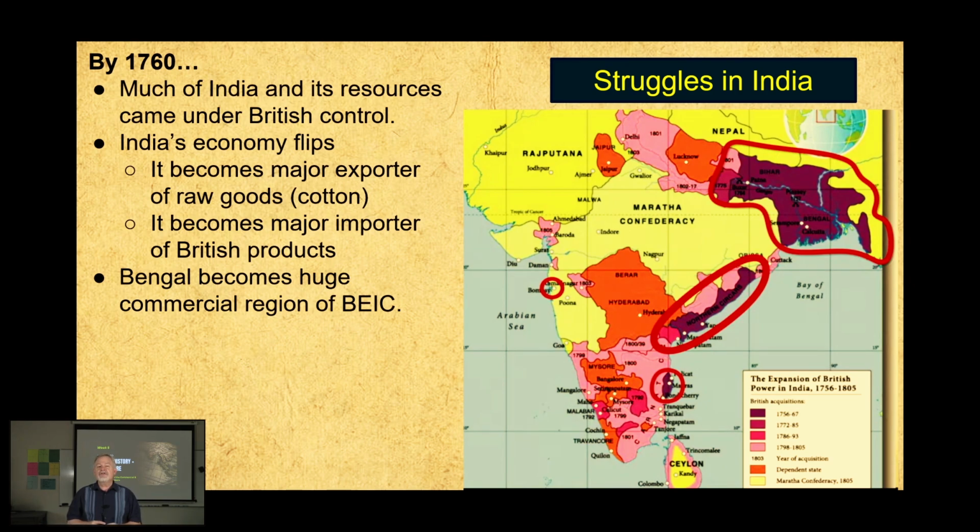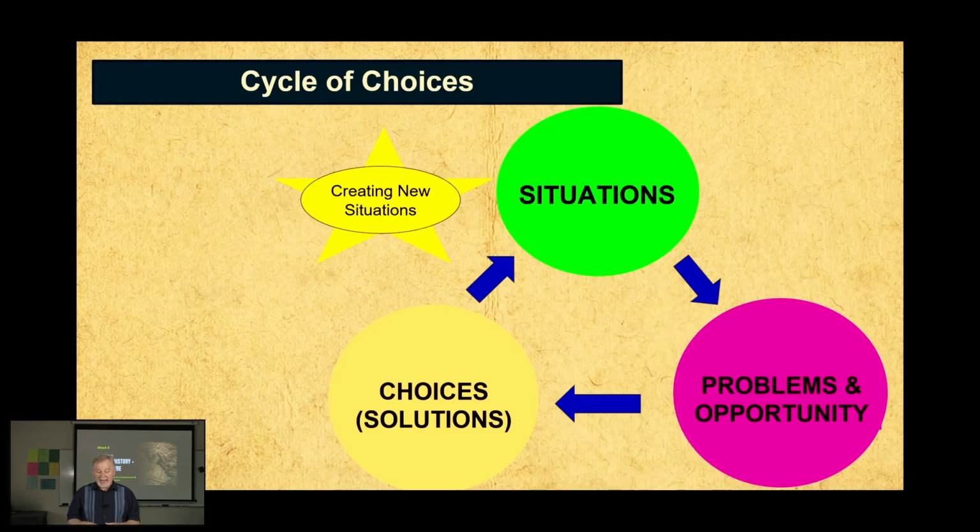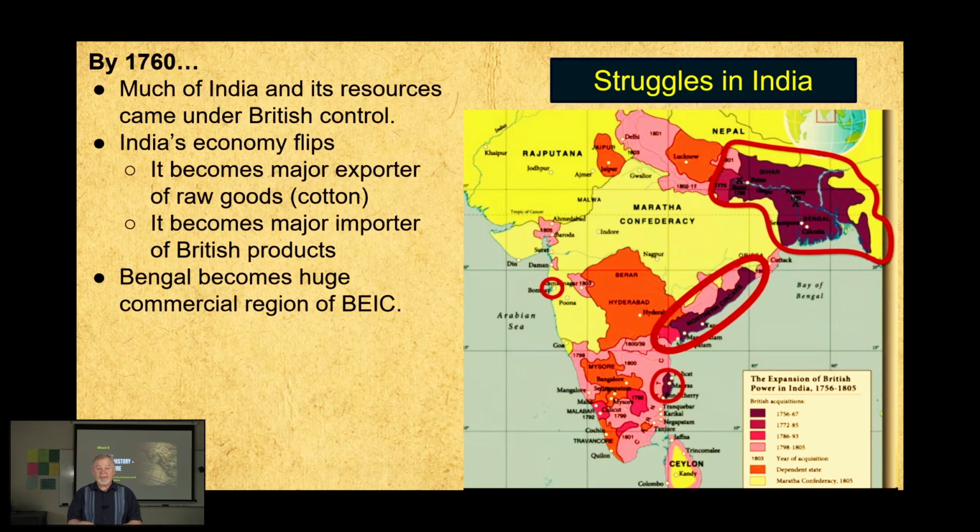Bengal becomes this huge commercial region for the British East Indian Company. And I didn't put it on here, but they also appoint what they call a general governor. And the term really kind of tells you what it's all about. He is a general, which means he controls the military, and he's the governor, which means he also works with all the different trade companies and things like that. He is the boss. He's the acting boss.